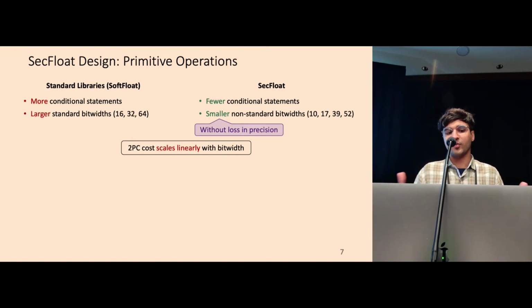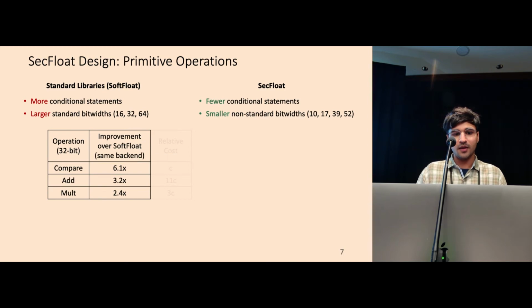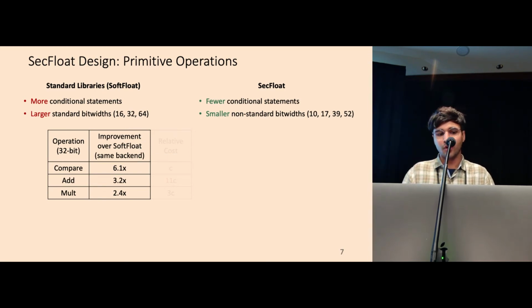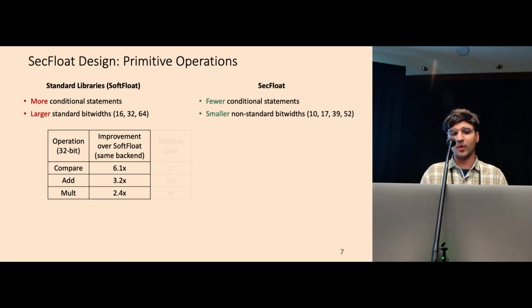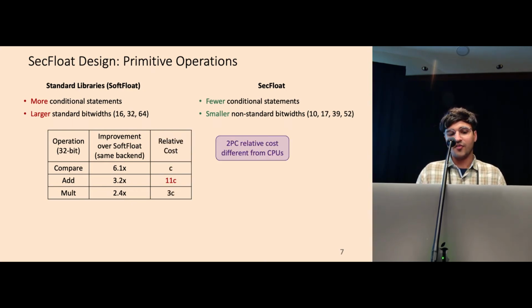And this is important because 2PC cost scales linearly with bit width, so the smaller the bit width is, the more performance you get. And with these changes, SecFloat offers a 2.4x to 6.1x improvement over SoftFloat, which is a standard library, with the same backend. And with these improvements, the relative costs of these operations are as follows. So addition is 11 times more expensive than comparison.